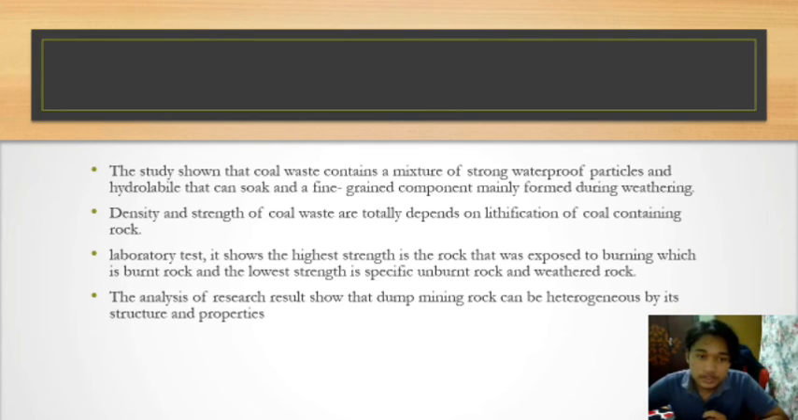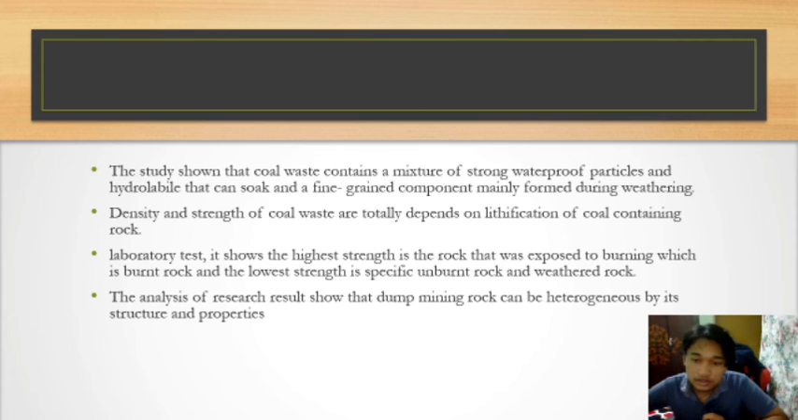Okay, for the conclusion, the study shows that coal waste contains a mixture of strong waterproof particles and hydrolabile particles that can soak, and a fine-grained component mainly formed during weathering. Density and strength of coal waste totally depend on lithification of the coal-containing rock. From the laboratory test, it shows that the highest strength is the rock that was exposed to burning, which is burnt rock, and the lowest strength is specific unburned rock and weathered rock.